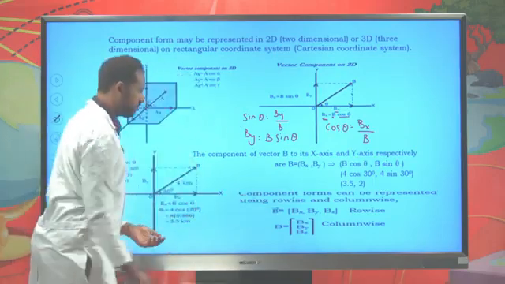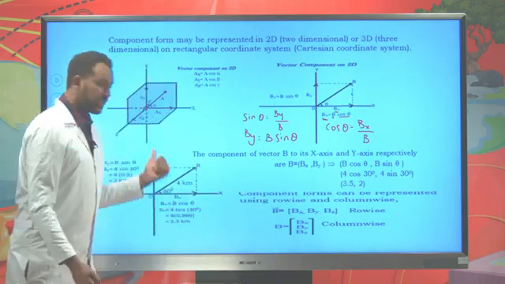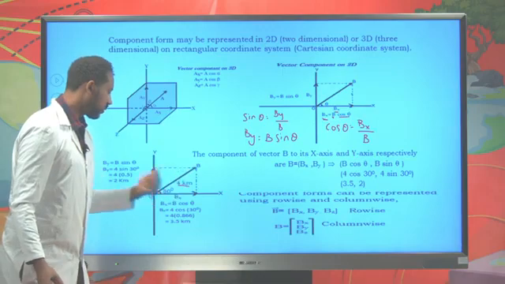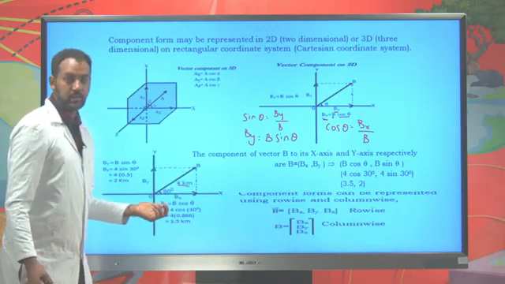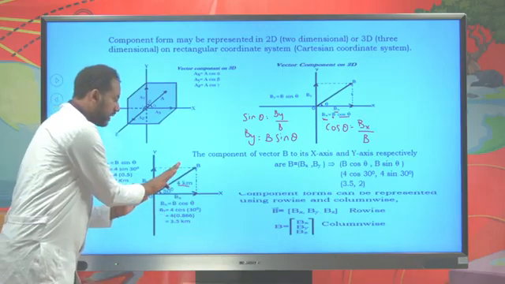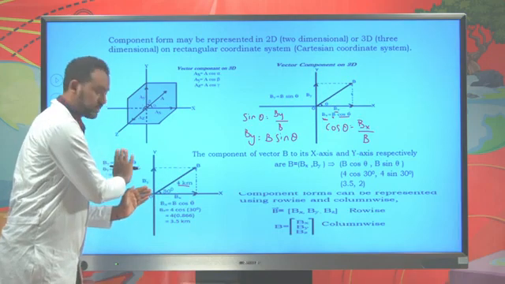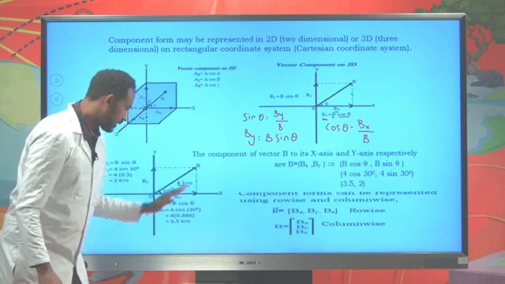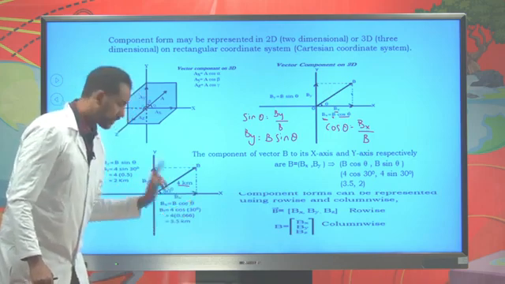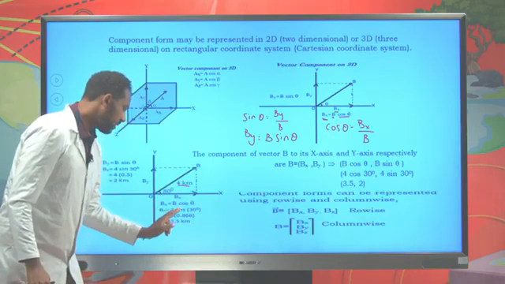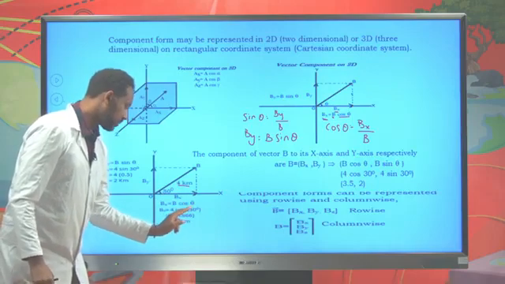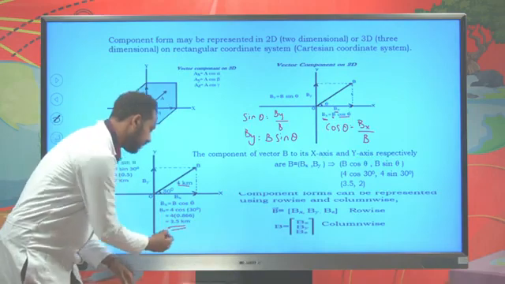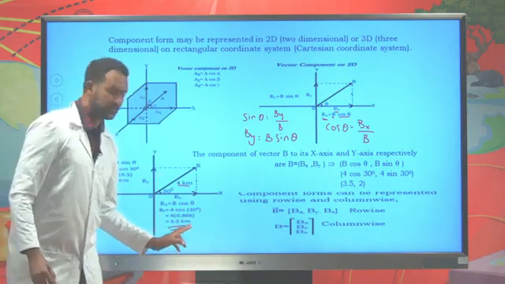Here you have one good example. In the previous example, we have 4 kilometers from O to B, and the angle is 30 degrees. Therefore, what is the component of this vector onto the x-axis and onto the y-axis? To determine the component of this vector along the x-axis, it is B cosine theta. B is 4 kilometers, cosine of 30 degrees gives us 0.866. Therefore, when you multiply this, you find it to be 3.5 kilometers.